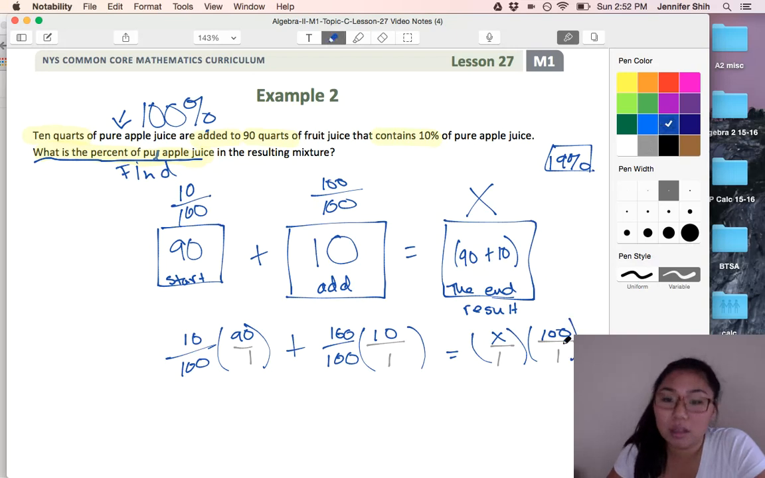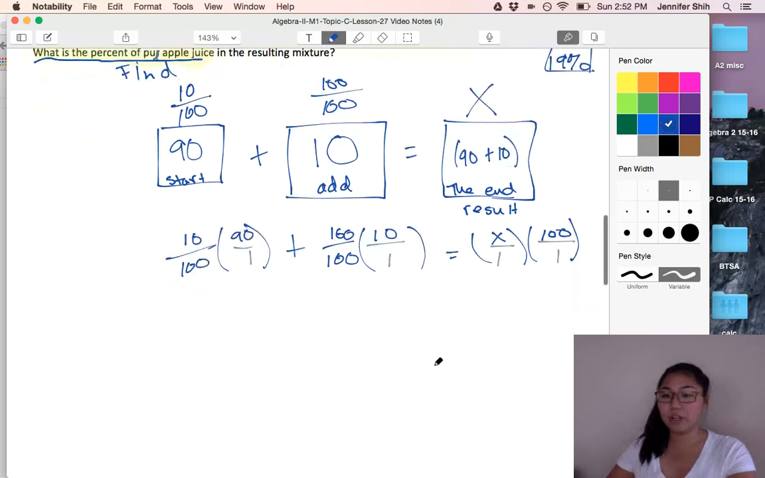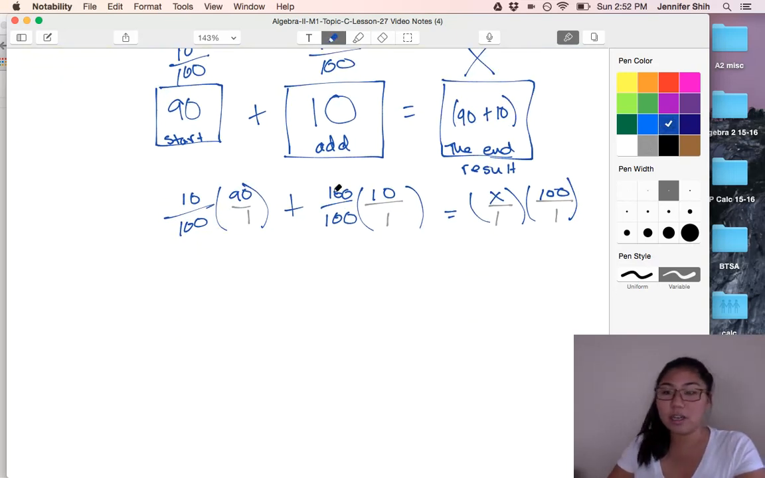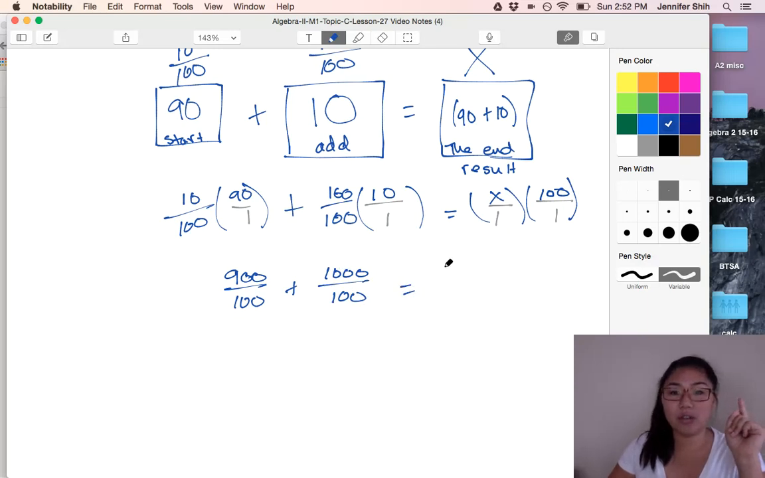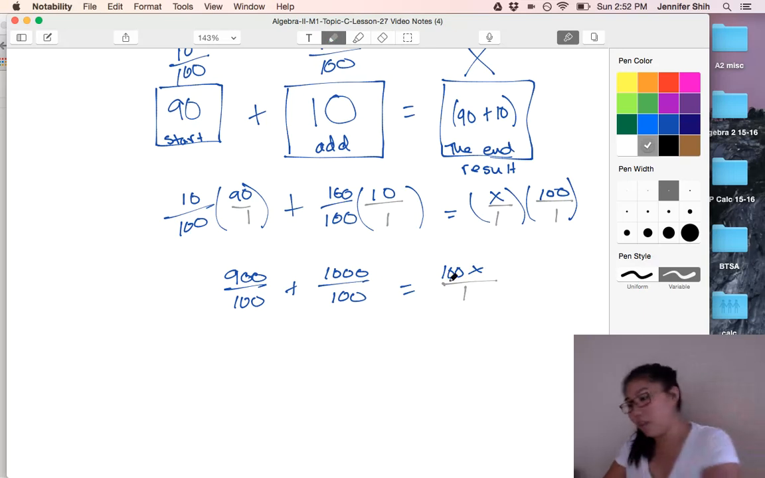Let's solve this equation using our good rational expressions techniques, which we actually don't need too much of because there are no variables in the denominator. But we do need a common denominator. So let's simplify this. 90 times 10 is 900 over 100. Plus 100 times 10 is 1,000 over 100. It's equal to x times 100 is 100x. And then we have this invisible 1 down here that we're still keeping track of.